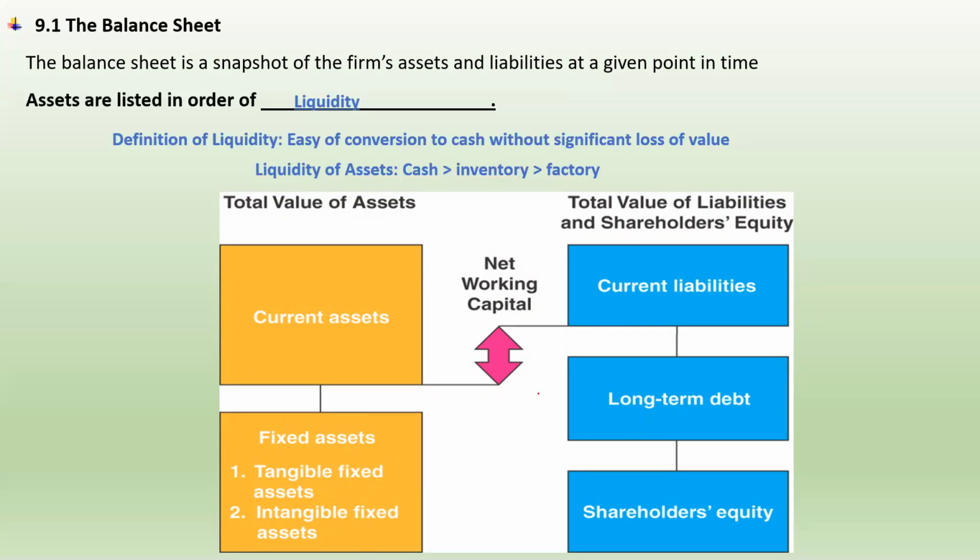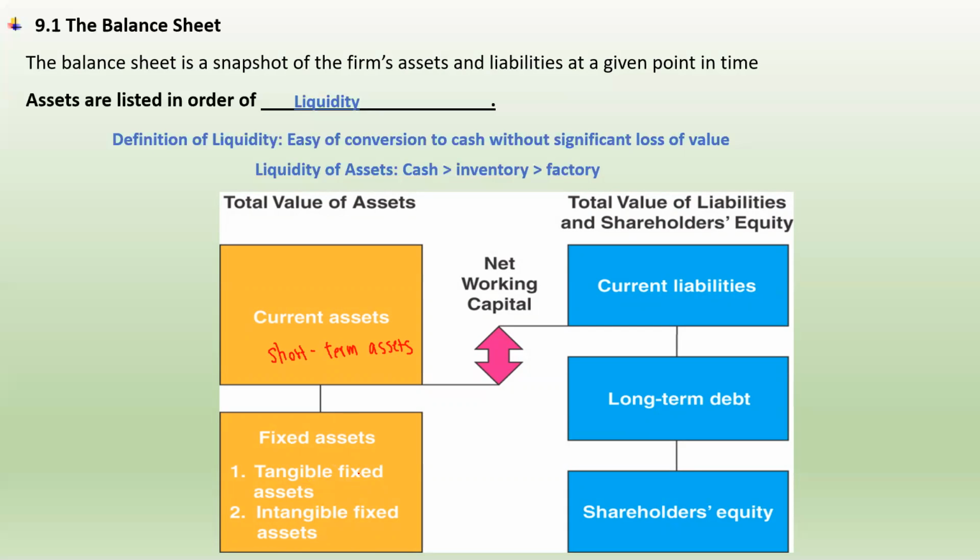So this is the format of the balance sheet. On the left-hand side, we list all the assets of the firm and the total value of the assets. They can be classified into two categories: current assets and fixed assets. Again, current assets are short-term assets, and fixed assets are long-term assets. They can also be classified as tangible fixed assets and intangible fixed assets.